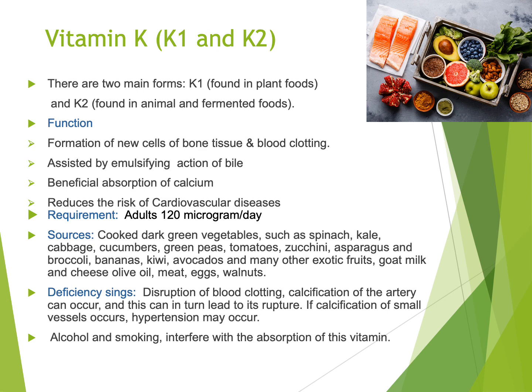Vitamin K has two main forms, K1 which is found in plant foods and K2 which can be found in animal and fermented foods. This vitamin can help with the formation of new cells of bone tissue and blood clotting. It can be beneficial for the absorption of calcium and it reduces the risk of cardiovascular diseases. The requirements for adults are around 120 micrograms per day. Some of the best sources of this vitamin are cooked dark green vegetables such as spinach, kale, cabbage, also cucumbers, green peas, bananas, kiwi, avocados, and organic eggs.